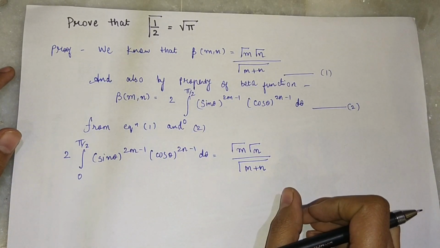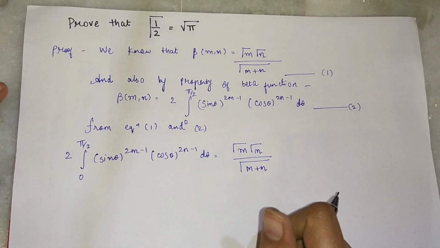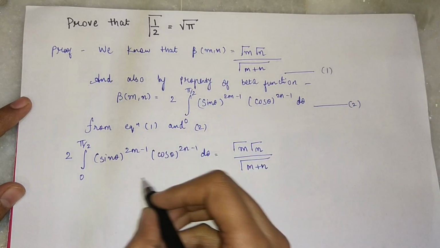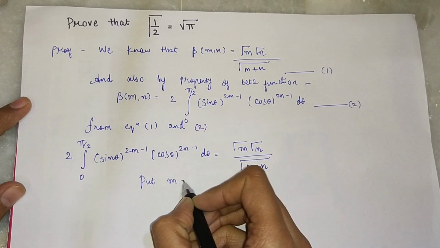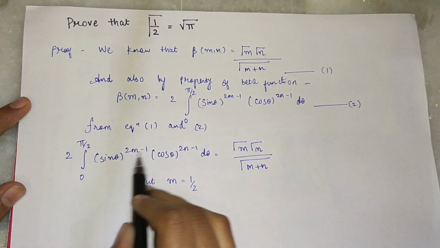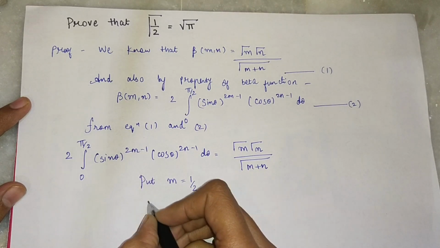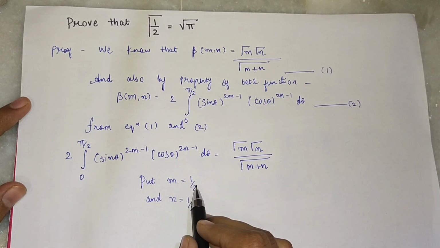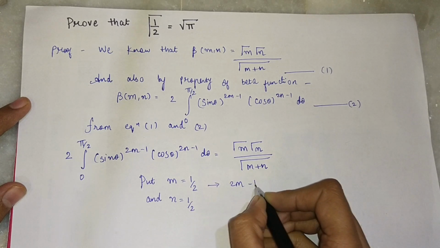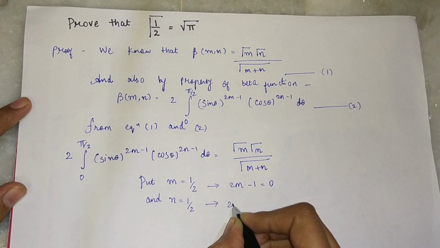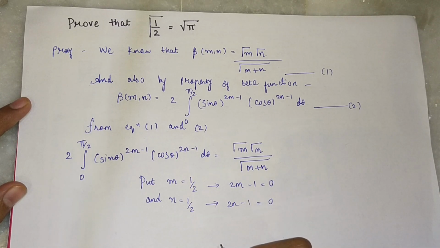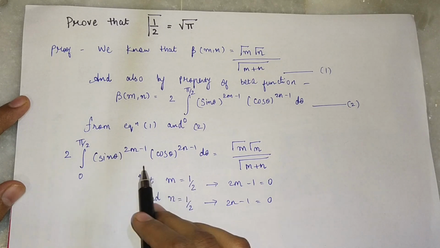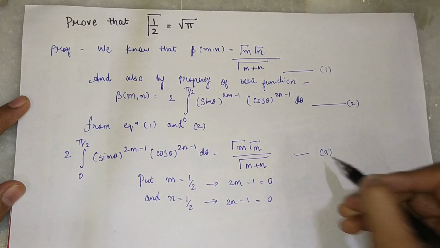Okay, now as we have to prove that gamma 1 by 2 is equivalent to under root pi, we will put m equal to 1 by 2 in this equation, and also n equal to 1 by 2. So whenever we put m equal to 1 by 2, we can write that 2m minus 1 is equivalent to 0, and here also 2n minus 1 is equivalent to 0. Okay, so now we will put this value in this equation, that is equation number 3.